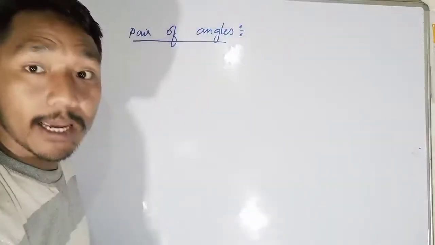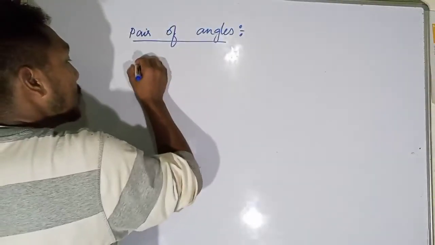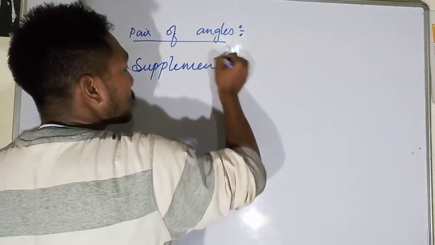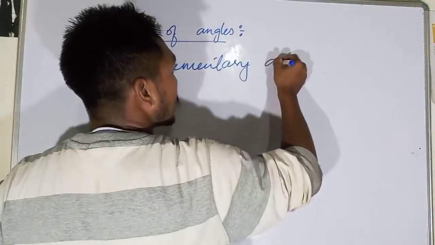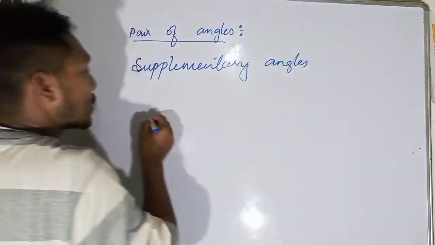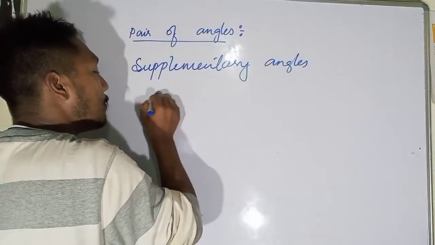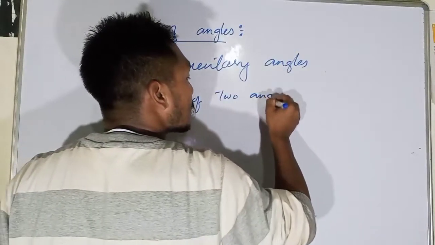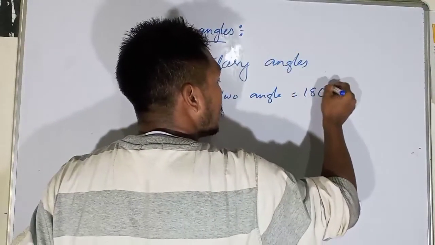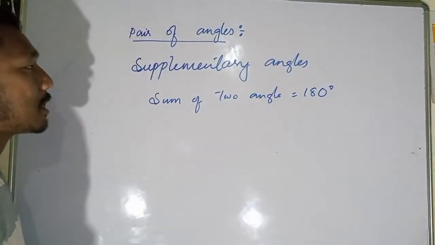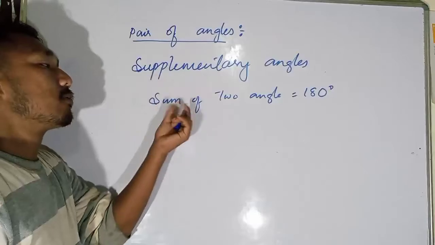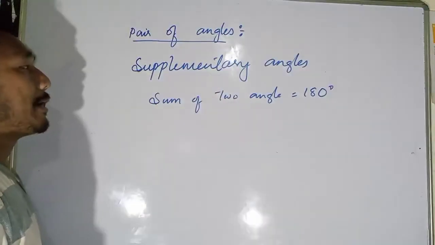What is a supplementary angle? Supplementary angles. What does a supplementary angle say? The sum of two angles is always equal to 180 degrees. But complementary is what? The sum of two angles is always equal to 90 degrees. But supplementary is what? The sum of two angles will be equal to 180 degrees.